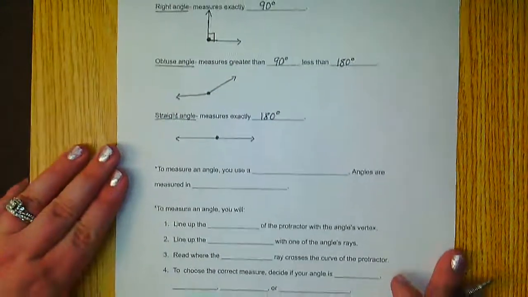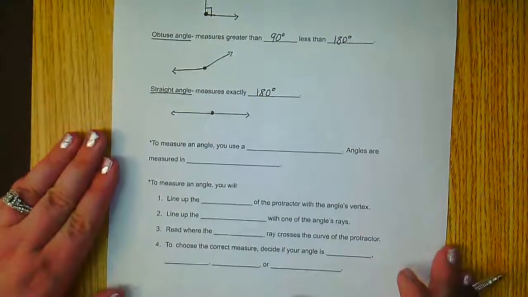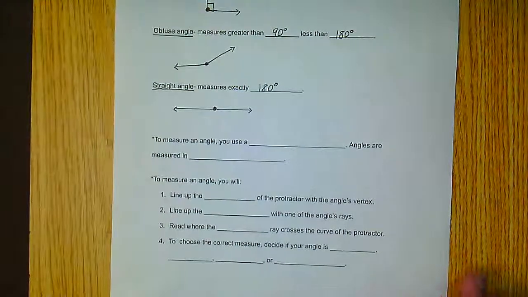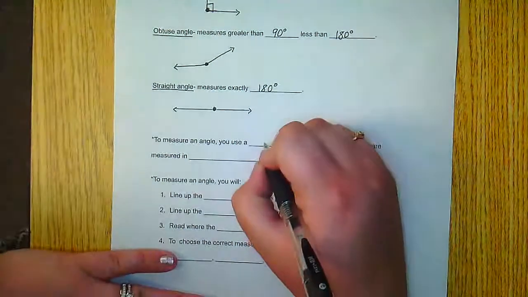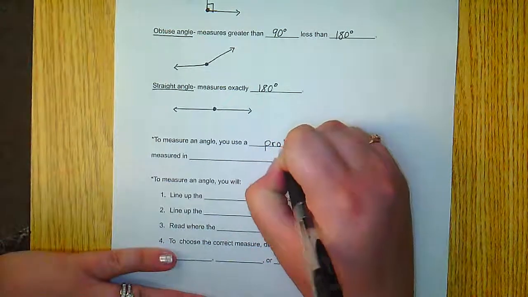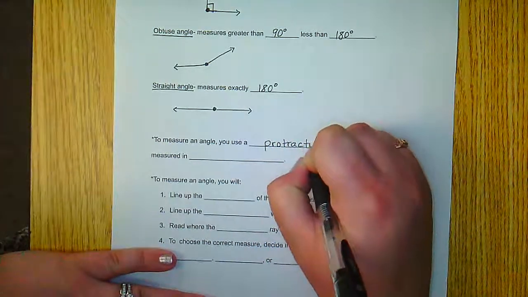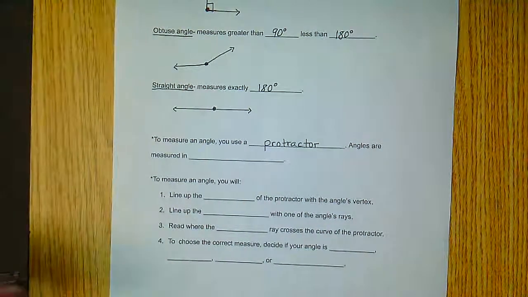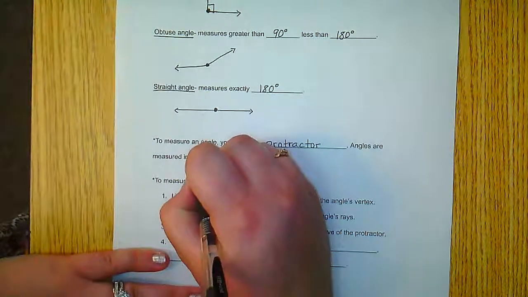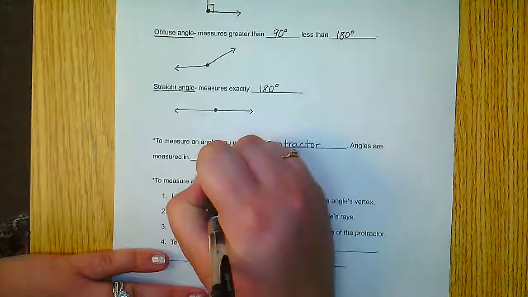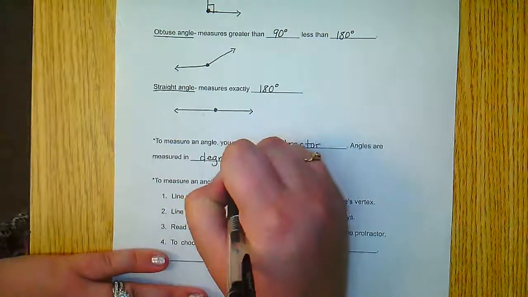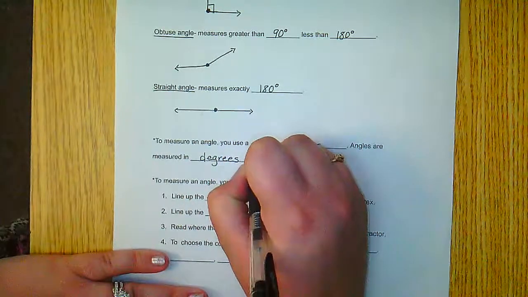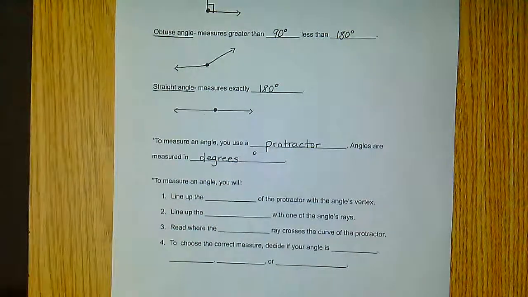Next, we're going to look at a little bit more vocabulary. So when we're measuring an angle, we are using a protractor. And when we're using the protractor to measure an angle, we're measuring the angle in degrees. I'm going to put the little symbol up to the side of the word just so that I remember the word and the symbol go together.